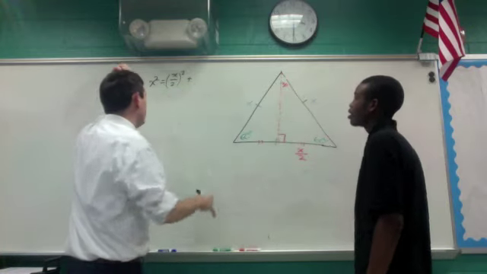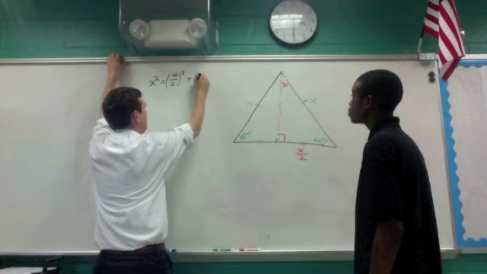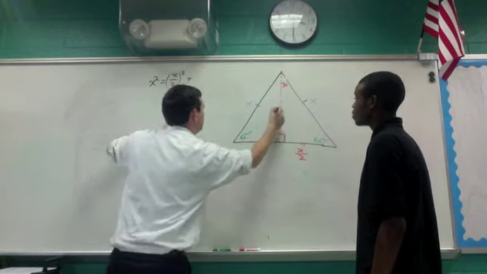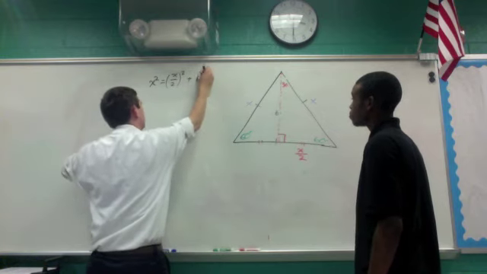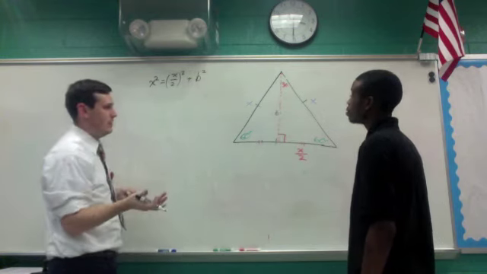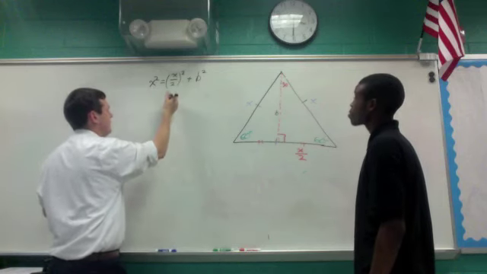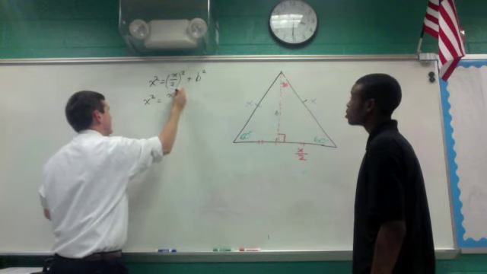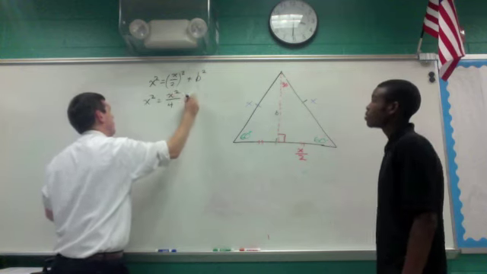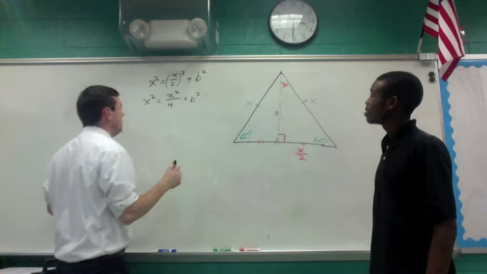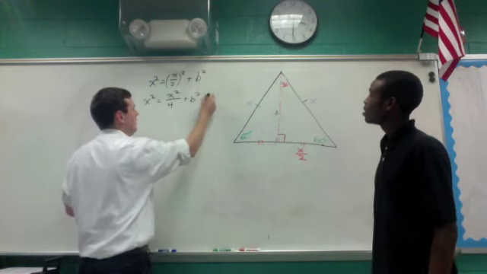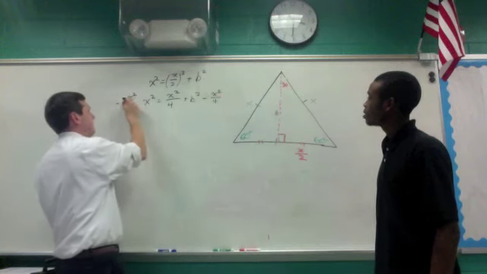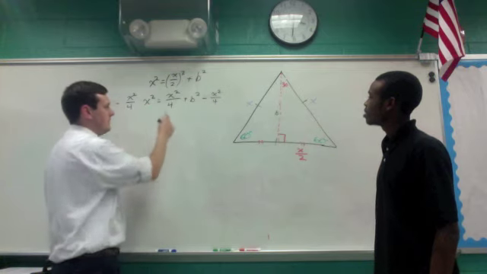So X over 2 squared, and then the unknown side I'll call it H. No, H is bad because it looks like the hypotenuse. I'll just call it B squared. We need to find what B is. So we have X squared equals X squared over 4 plus B squared. So we have to subtract from both sides to get the B by itself.